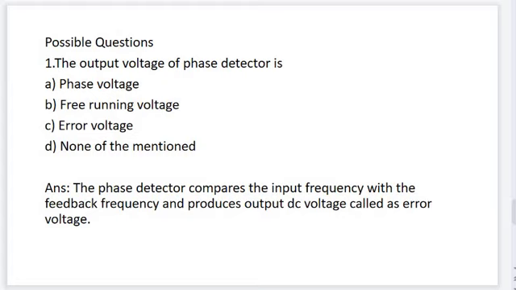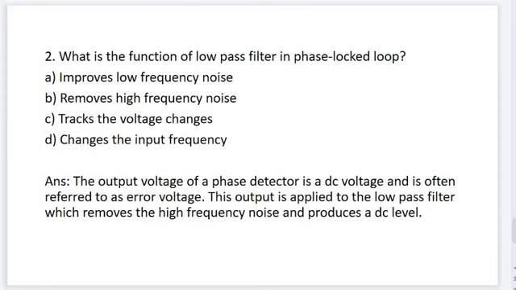There are some possible questions. What is the output voltage of the phase detector? The phase detector compares the input frequency with the feedback frequency and produces an output DC voltage called the error voltage. What is the function of the low pass filter in a phase lock loop? The low pass filter removes the high frequency noise and produces a DC level.